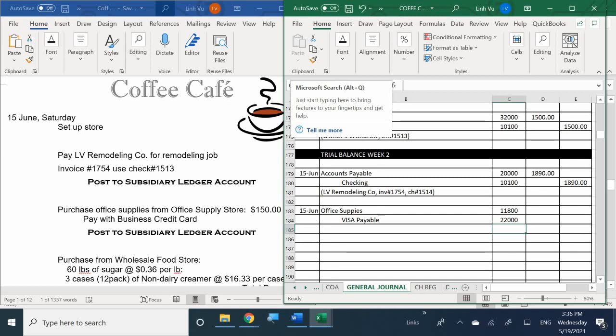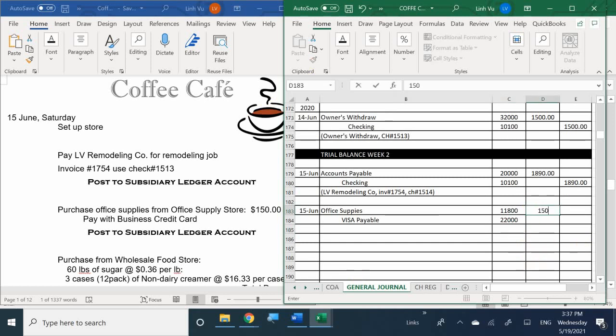I didn't put an actual receipt there, because the general idea is that we just purchase office supplies and we use a business credit card for it. That's it. So in this case, how much was my supplies work for? 150.